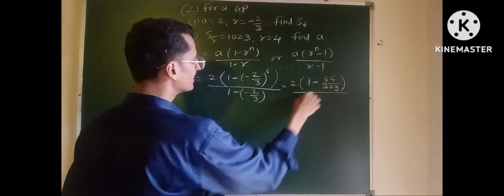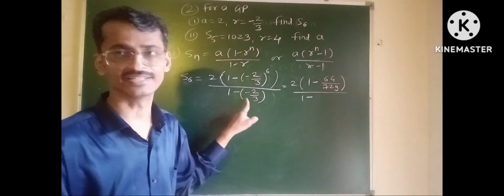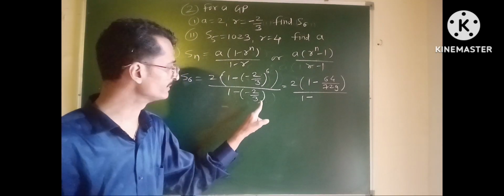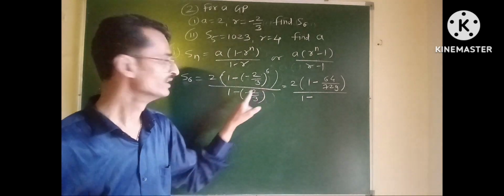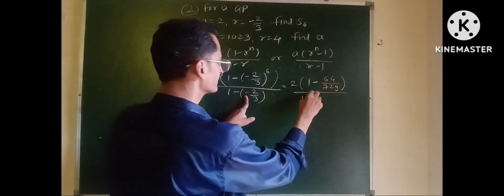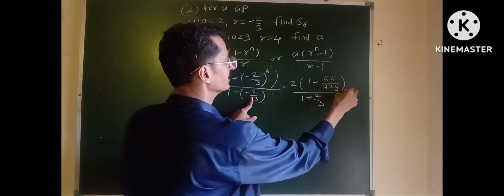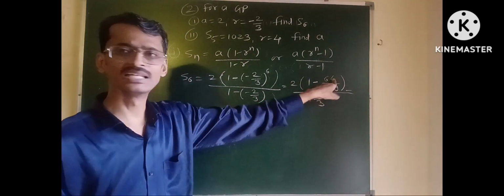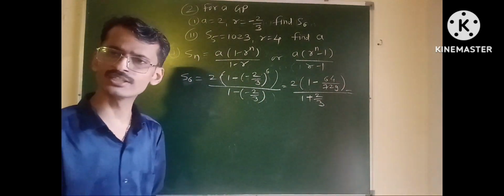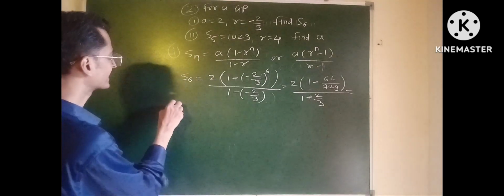Upon 1 minus of minus. Now you can write minus of minus is what? Plus, because here raised to 1 is there. So minus minus plus 2 by 3. Now you can solve this. Cross multiplication here. So this is a simple calculation. Complete this.